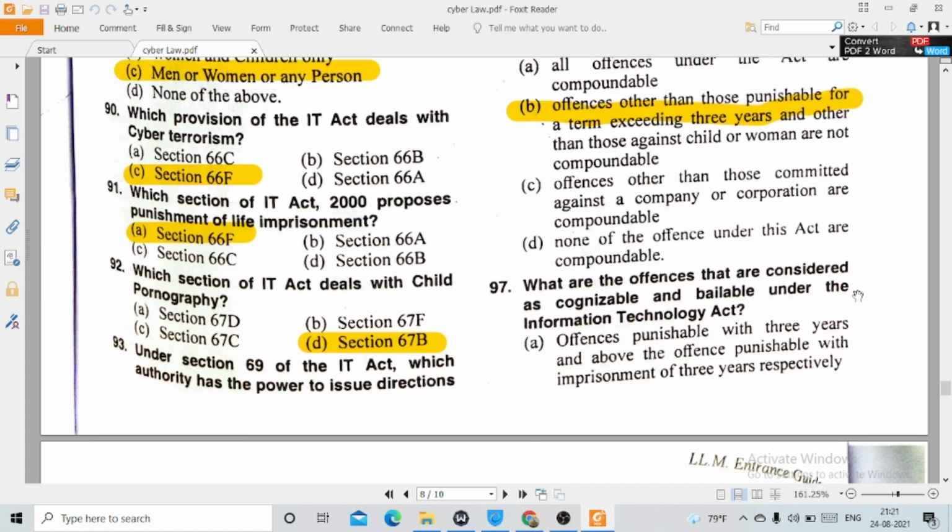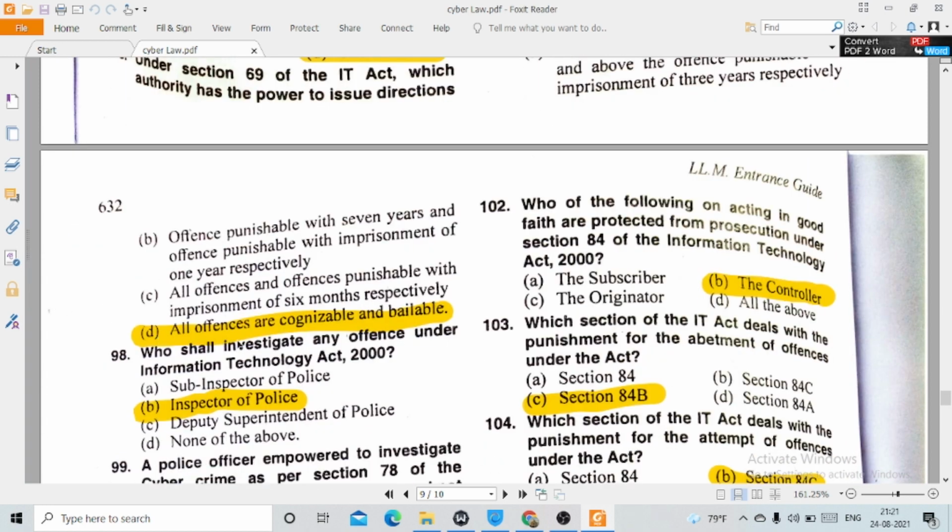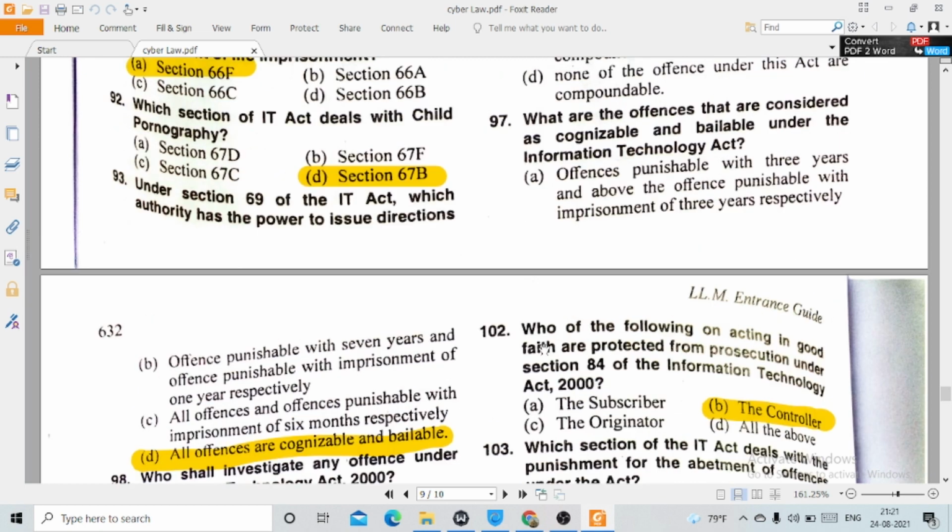97. What are the offences that are considered as cognizable and bailable under the Information Technology Act? This is option D. All offences are cognizable and bailable. So in this case, let us read. Offences punishable with 3 years and above. The offence punishable with imprisonment of 3 years respectively. Then offence punishable with 7 years and offence punishable with imprisonment of 1 year respectively. All offences and offences punishable with imprisonment of 6 months respectively. So all these offences are cognizable and are termed bailable.